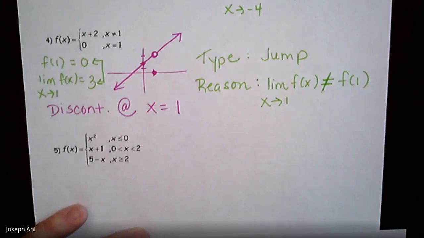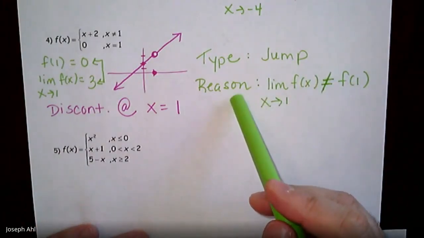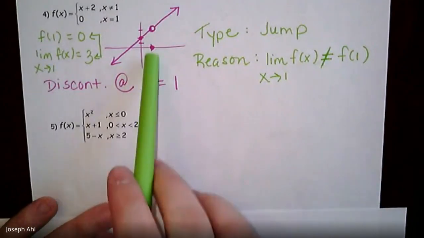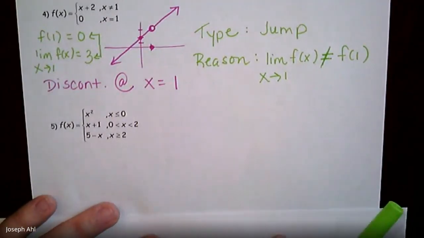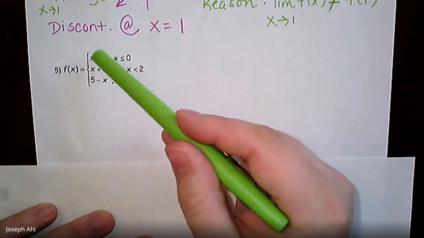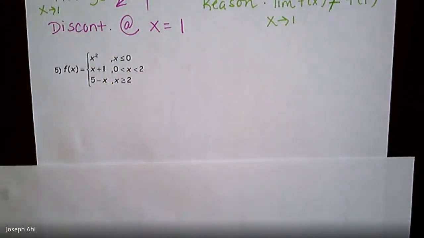But when the limit and the function value don't match, that is a reason as to why we might be discontinuous. The last thing I'll say about number 5 here is that you don't have to draw the graph every time. If we're thinking about where we might be discontinuous, look at the 3 functions in question. We have a quadratic, a line, and a line. Those in themselves are not discontinuous anywhere.